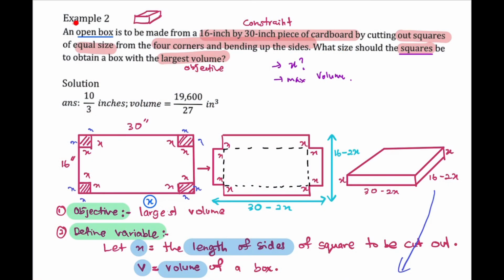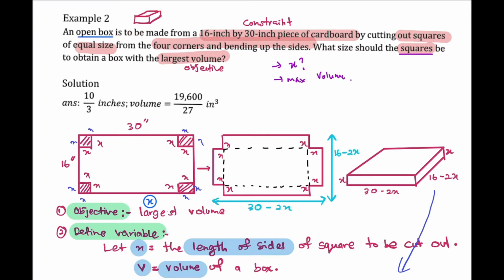To example 2. Let's read the question carefully and take out the shape, the objective, and also the constraint. So let's read. An open box is to be made from 16-inch by 30-inch piece of cardboard. So this line here is very important. It's talking about an open box. So this is a box and it is open. You don't have any cover on it.